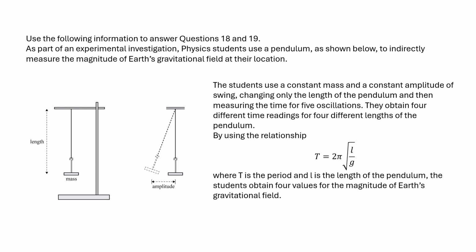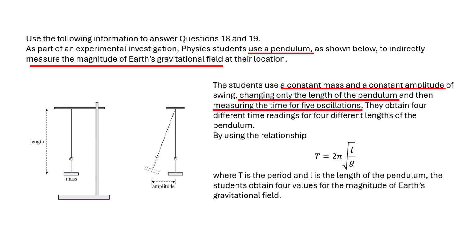Physics students used a pendulum experiment to indirectly measure the magnitude of Earth's gravitational field at their location. Keeping the mass and swing amplitude constant, they varied the pendulum's length and recorded the time for 5 oscillations at 4 different lengths. This yielded 4 distinct time readings. The equation relating the pendulum's period and length is also given.